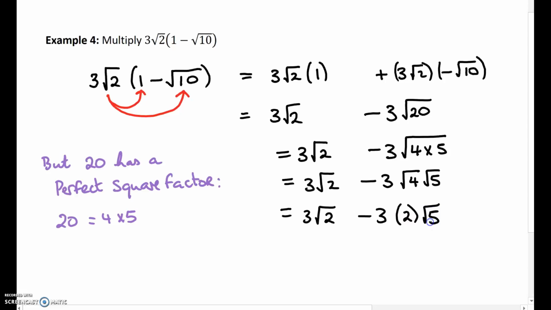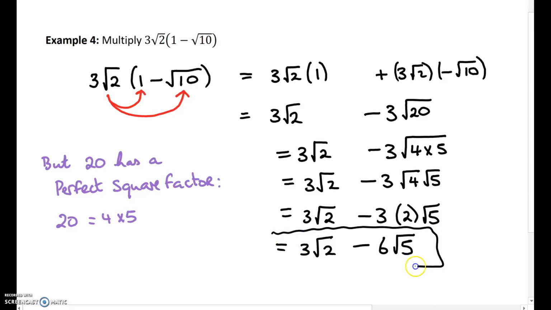root 5. Okay, so this is 3 root 2 minus, now 3 times 2, those are regular numbers, so just multiply them. 3 times 2 is 6 root 5. And that's our answer. Okay, our answer is 3 root 2 minus 6 root 5, and that's fully simplified.